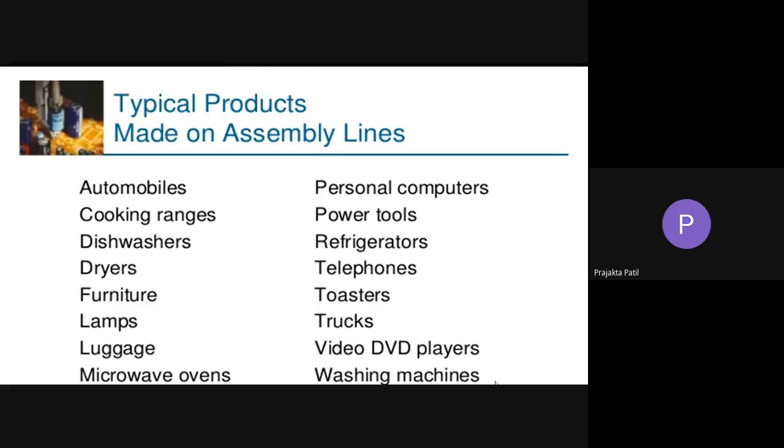So these are typical products made on an assembly line. I've already listed these: furniture, cooking ranges, automobiles, microwaves, washing machines, toasters, telephones, refrigerators, and so on. You have many, many more products which are actually assembled. Can you think of one product which is not assembled? If anybody has one in mind, you can let me know. But otherwise, every product that we are using is assembled.